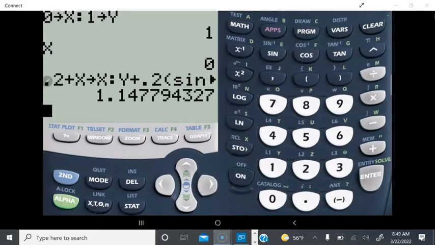So everything's still on the screen. Remember, we started with the initial value. 0 into x, 1 into y. That was our initial value. And then we increased x by h and had it evaluate Euler's method.